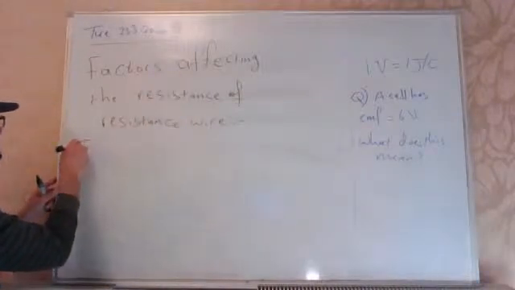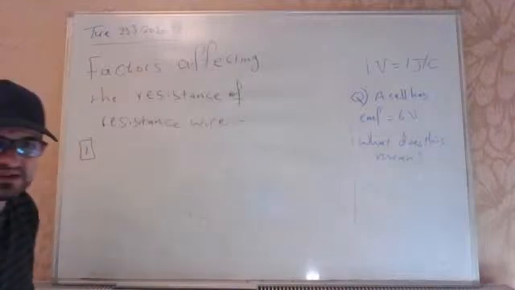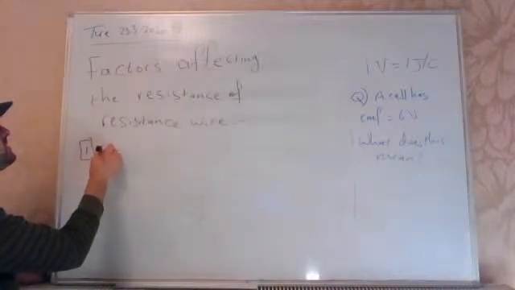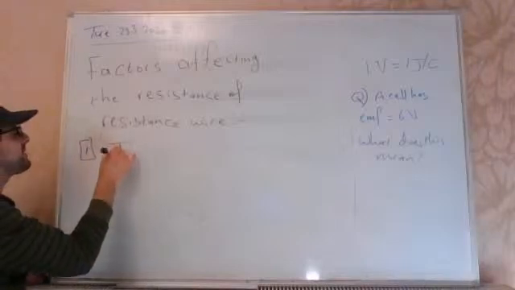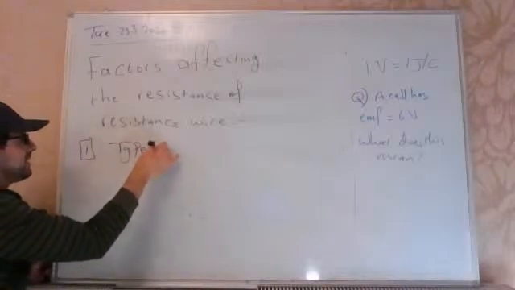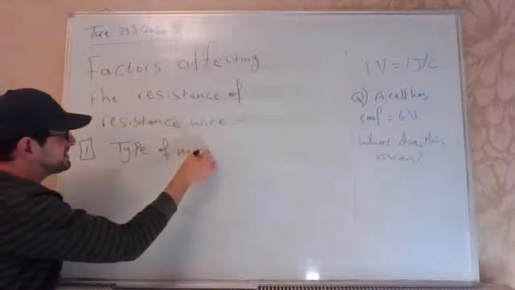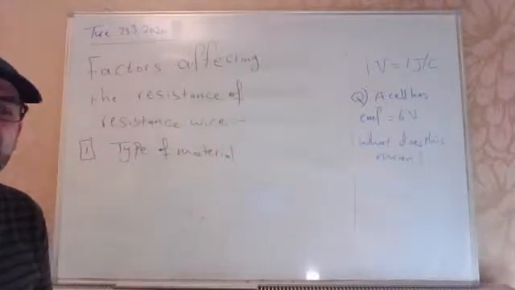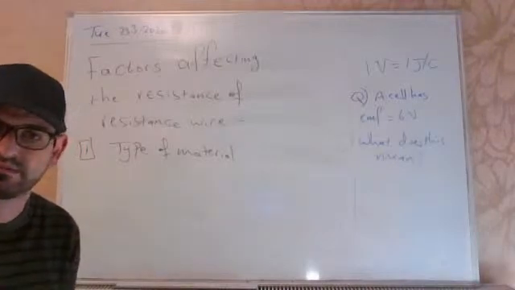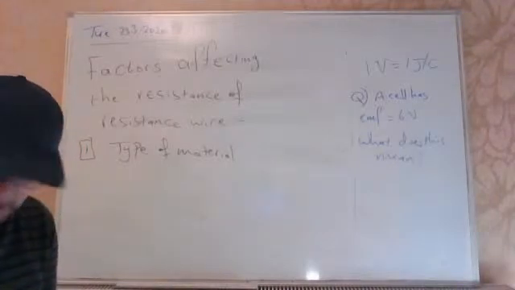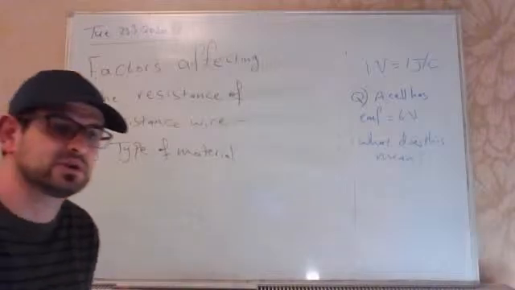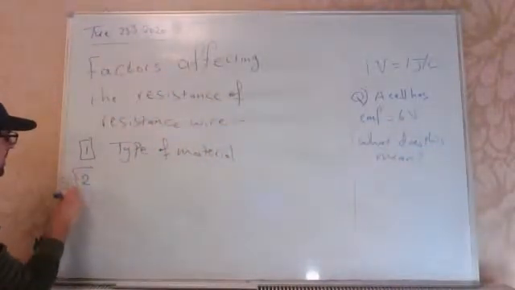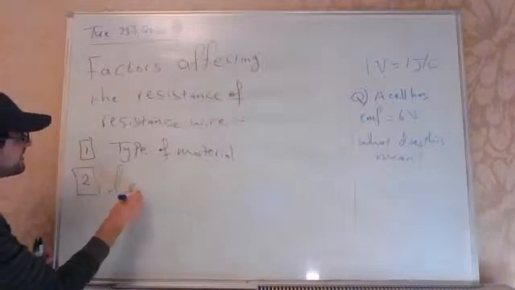Okay. Now the question is, what factors affecting the resistance of this wire? أول شيء, the first thing affecting it, أول بنقول the type of the material. If there is no calculation, but surely a wire is made out of copper, it will be different than made out of iron. Okay, the resistance will differ. Second thing, 2. What other factors affecting the resistance? 2. The length of wire.